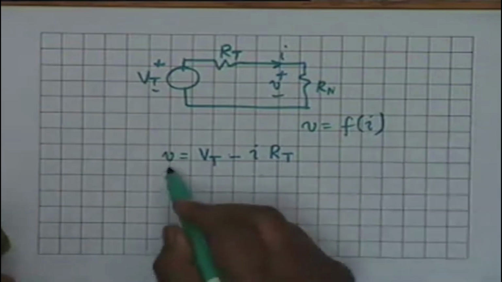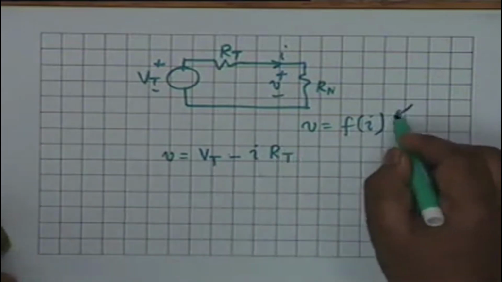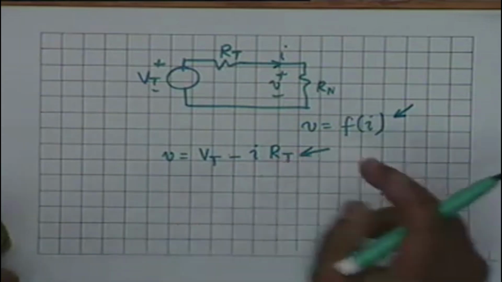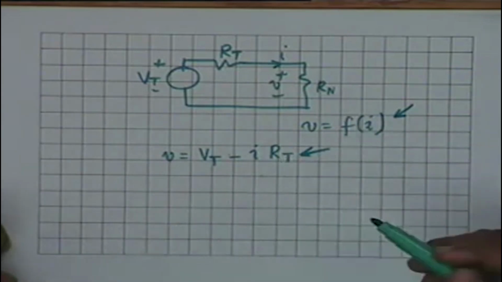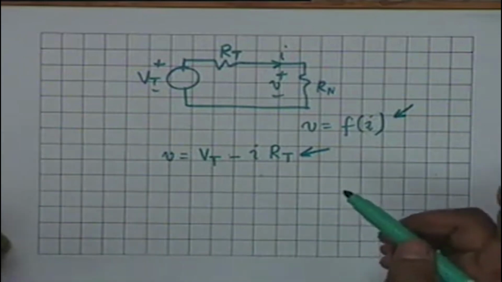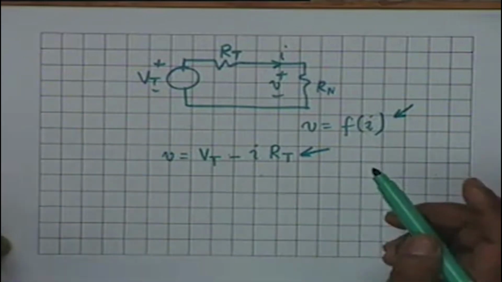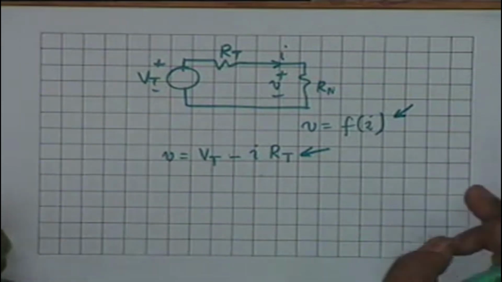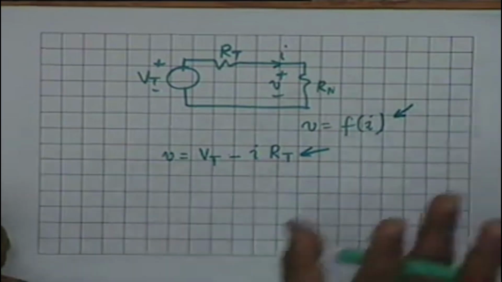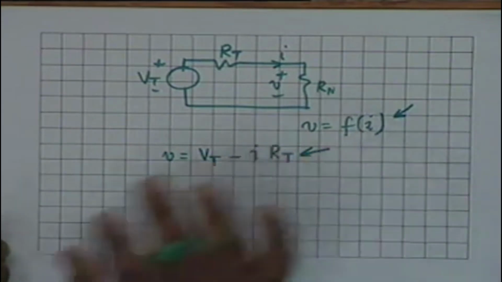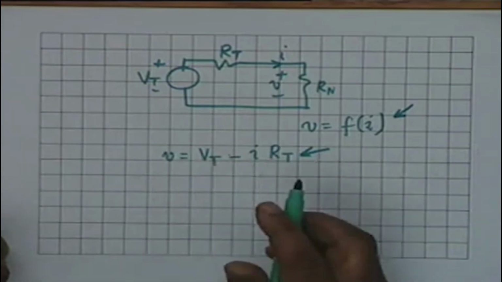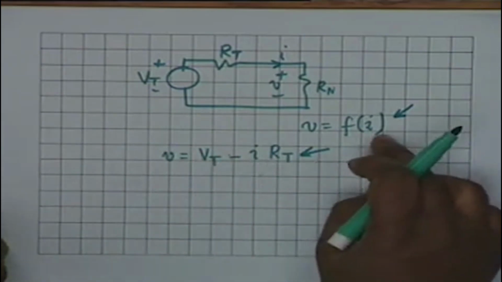Therefore, V and I must satisfy this as well as this, which means that you have to solve these two equations simultaneously to get the values of V and I. In a linear resistor, finding out either the current or the voltage suffices. In a nonlinear resistor, no. You have to find both V and I, because V and I are not related by a simple relationship.